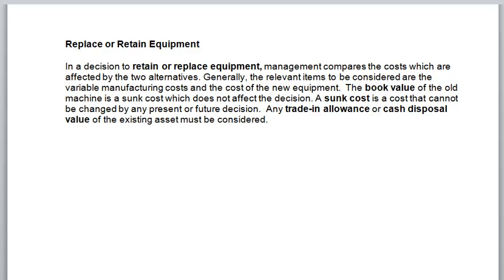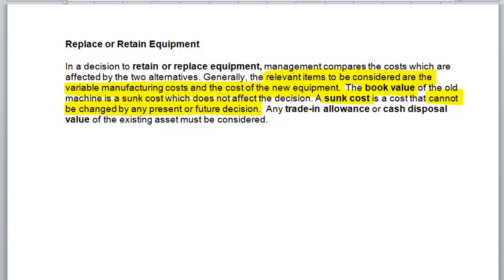This video will walk you through incremental analysis for replacing or retaining equipment. In a decision to retain or replace equipment, management compares the costs which are affected by the two alternatives. Generally, the relevant items to be considered are the variable manufacturing cost and the cost of new equipment. The book value of the old machine is a sunk cost, which does not affect the decision. Remember, a sunk cost is a cost that cannot be changed by present or future decisions.